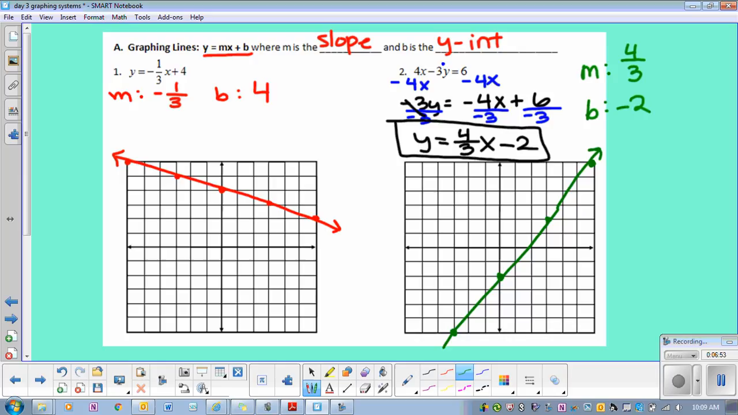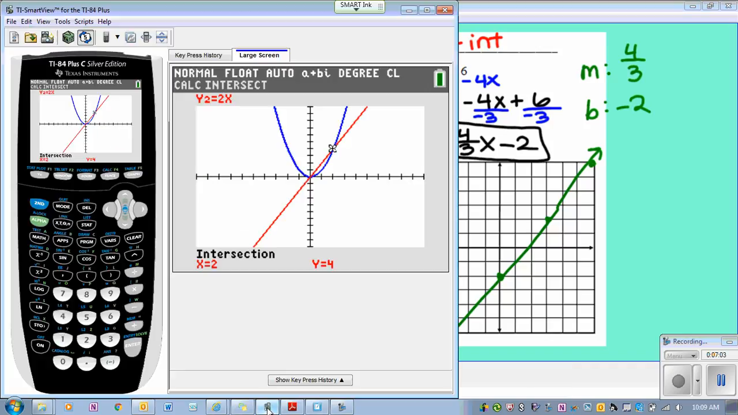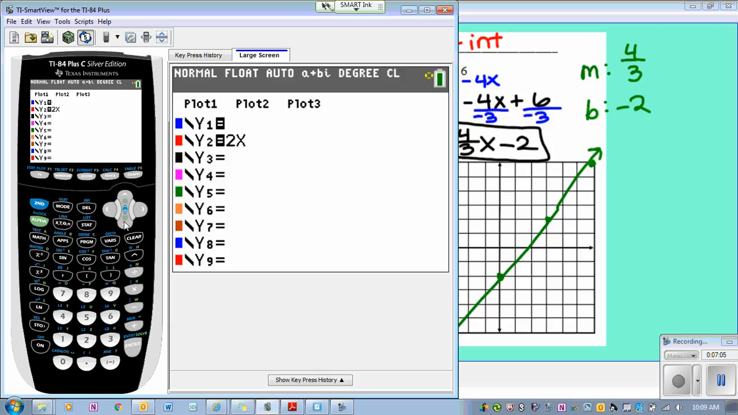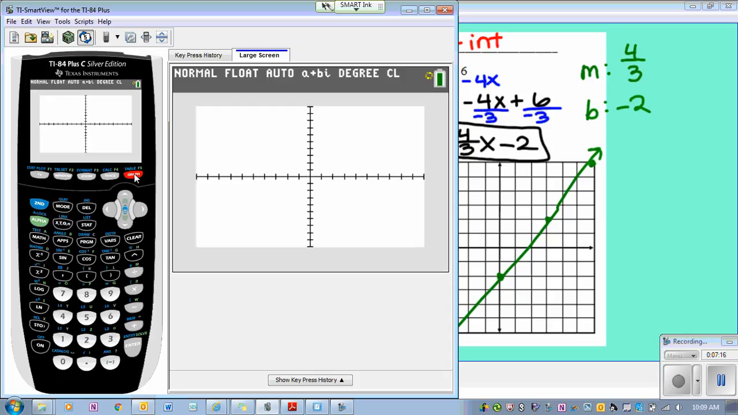And you know what? Maybe I just don't feel like doing this by hand, or maybe I forgot. Then you can also go into the calculator and put in 4/3 x minus 2. If you graph it, you see what the graph looks like. How can you get these points?